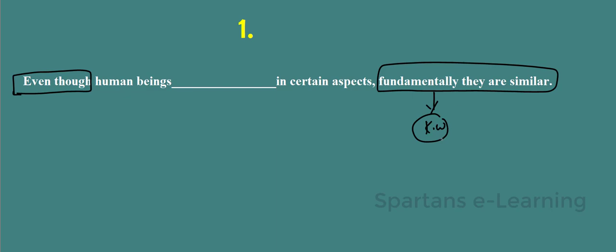What is the meaning given by the keyword? Fundamentally they are similar. So we need to select something related to similar, but then this even though is actually altering the meaning of similar. So you should have something like, even though human beings are different. Okay, it should be something different. Now let us look at the options.